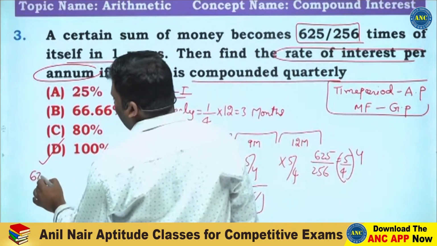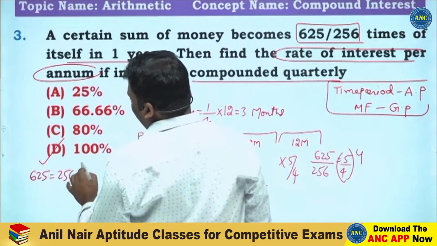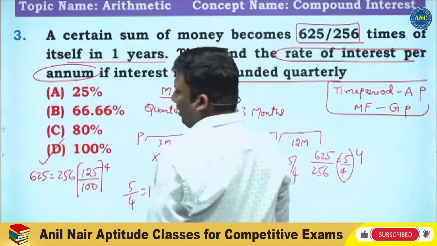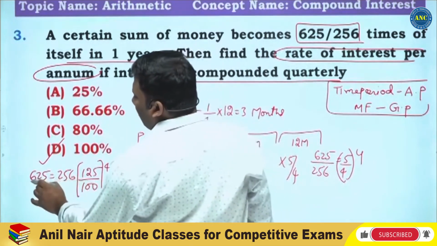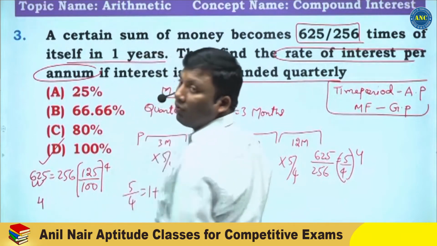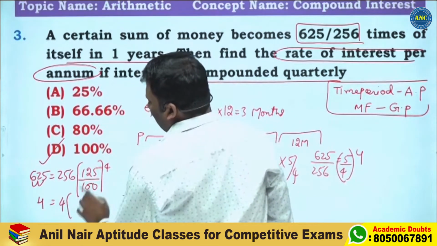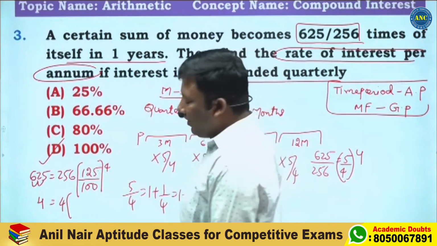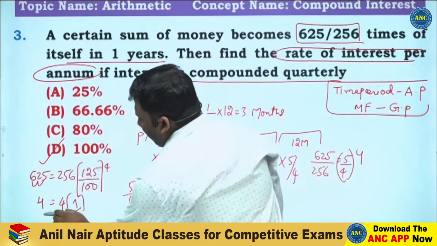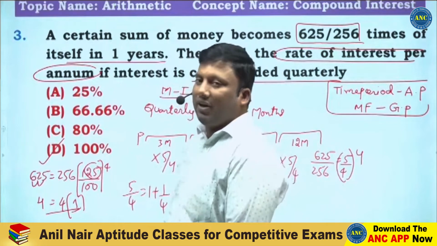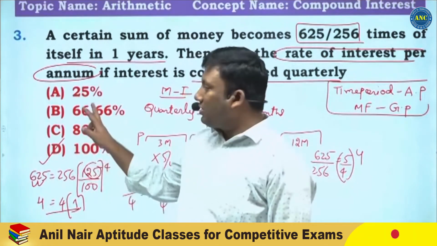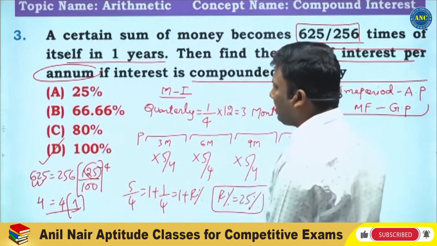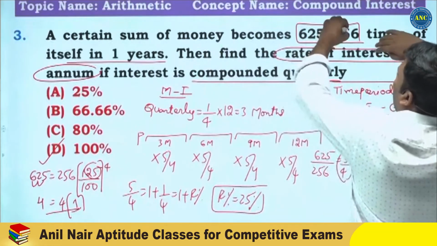Suppose I take 625 equivalent to 256 into 125 by 100 power 4. Check whether it is getting equal. These 6 plus 2, 8, 8 plus 5, 13, 1 plus 3, 4, equivalent to 4 into 8, 8 power 4. 8 power 4 is 8 square into 8 square. 8 square is 64, which gives 1. 4 into 1, 4. Quarterly it is 25 percentage. Annually it is 100 percentage. Don't hurriedly tick mark the answer here. Just by looking at a question itself, I can say the answer.